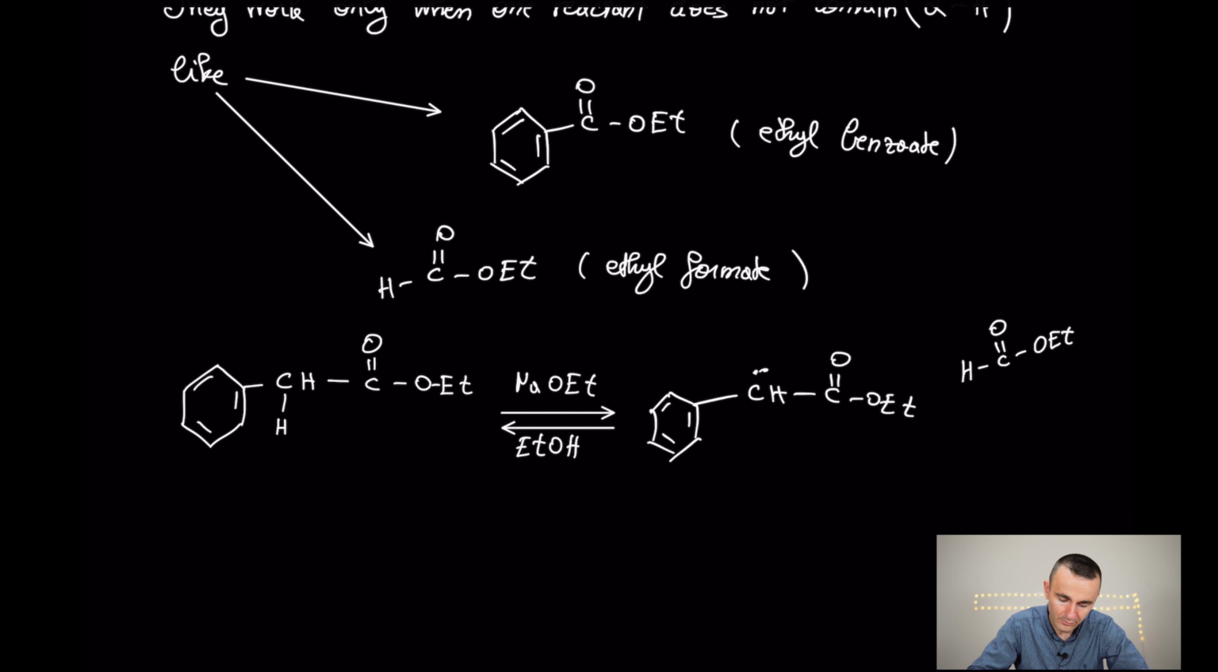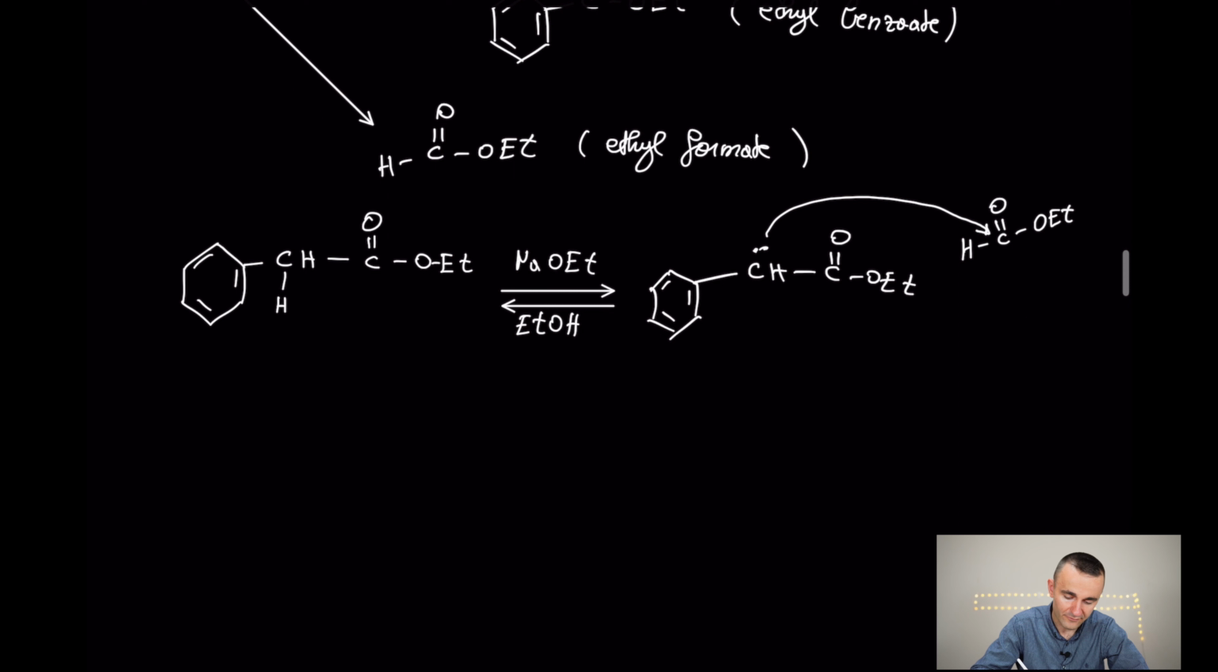Right? And now this carbon is going to attack this carbon here. This is the donor, this is the acceptor. And what would be the final product without writing all the mechanism? Now, this group should go away, ethoxide. The one that is the acceptor is going to move away the ethoxide group.